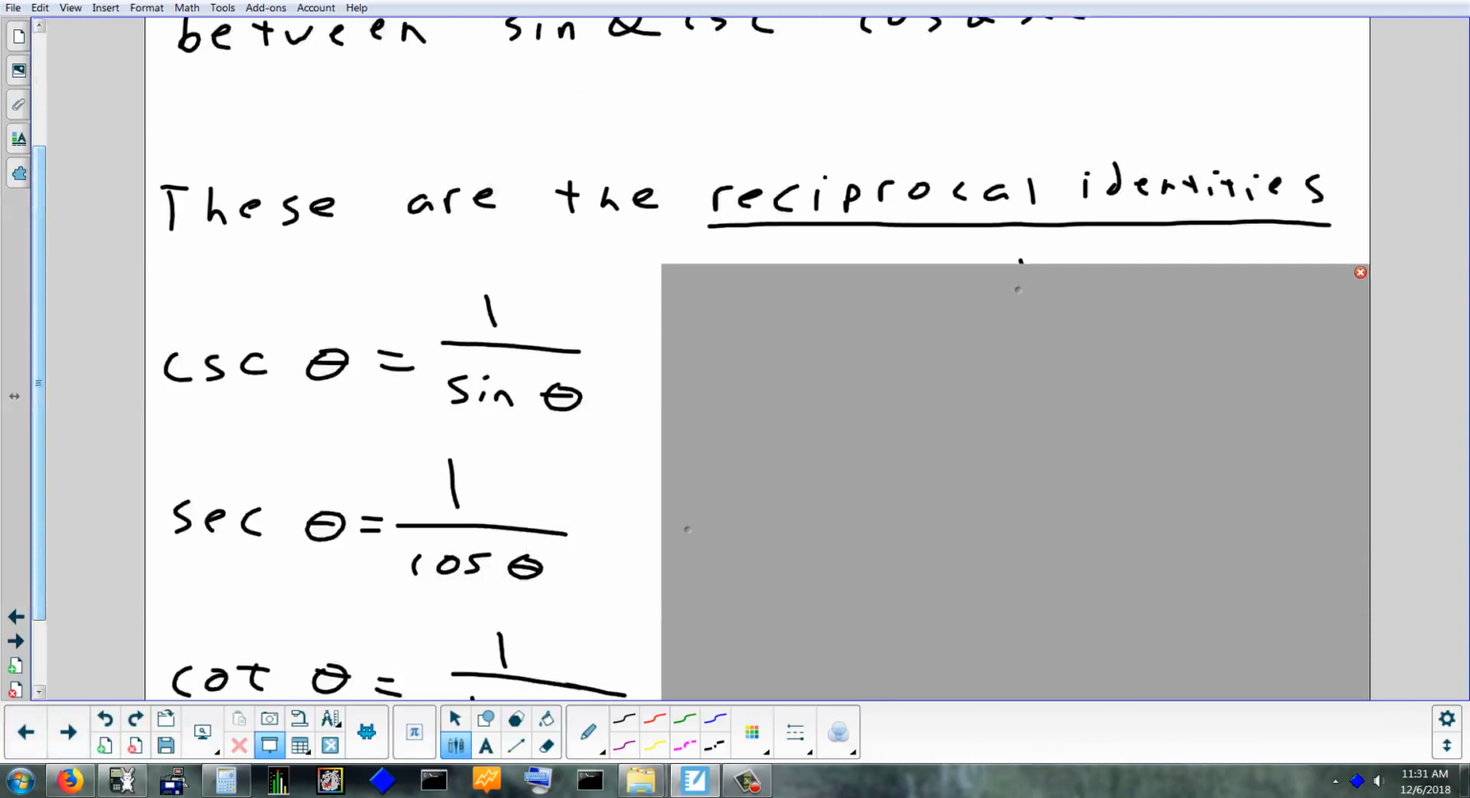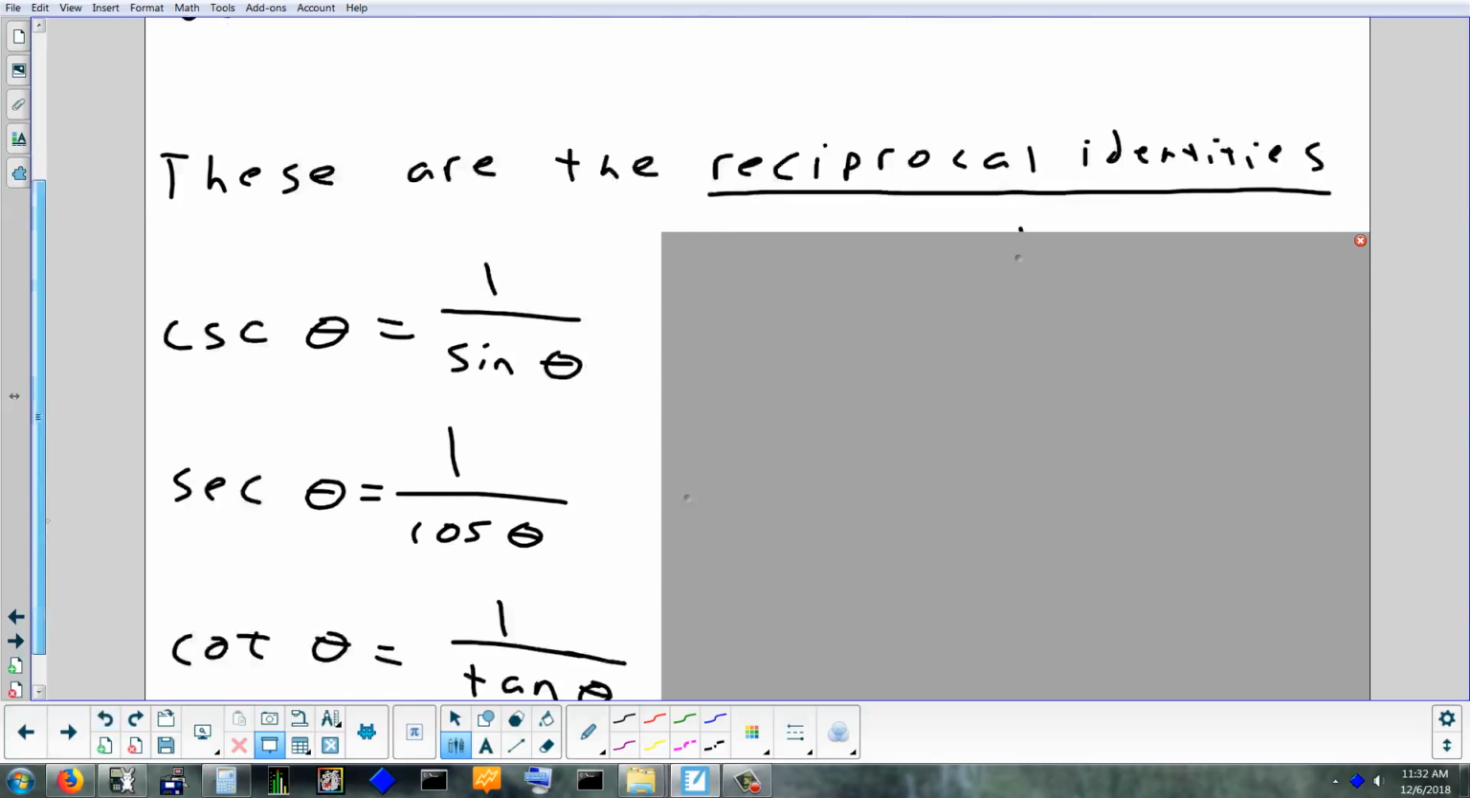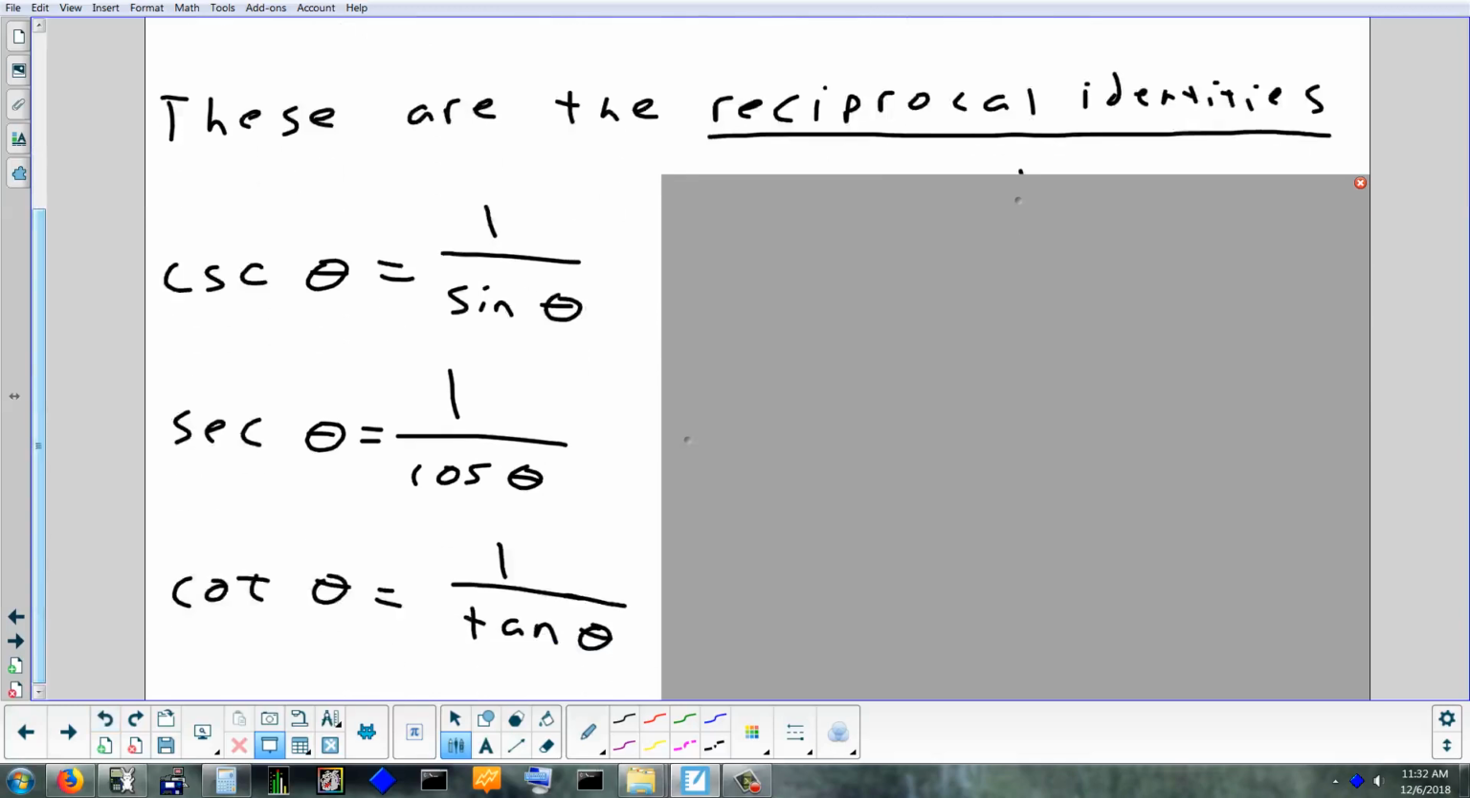And the word identity means it's an equation that is true no matter what you plug into it. So what I'm saying here is this angle can be anything you want. If you take the sine of any angle you can think of and flip it, it's always the cosecant. It's not like I'm saying this formula only works for even angles, or it only works for odd angles. No, it's an identity. It works all of the time. So if you flip the sine, you always get the cosecant. If you flip the cosine, you get the secant. And if you flip the tangent, you get the cotangent.